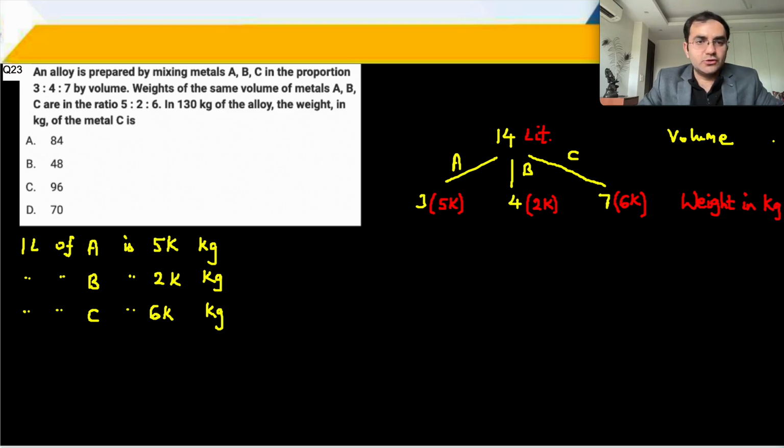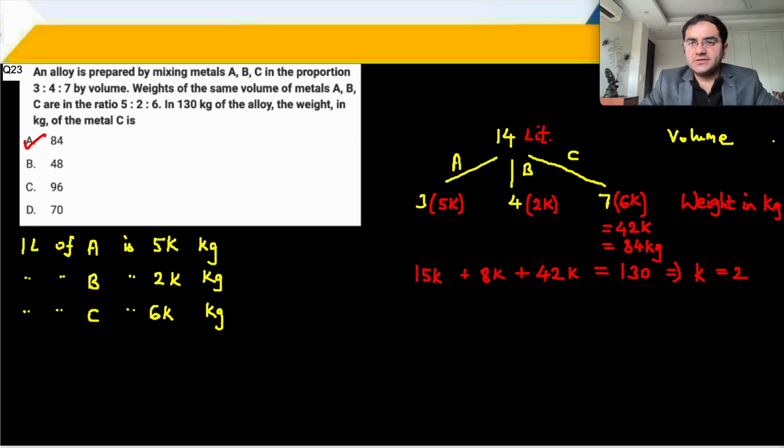इसको add कर दो because there is 130 kg of the alloy. So 15k plus 8k plus 42k is 130 kg. So k is equal to 2. When k is equal to 2, तो C का weight, that's 42k, becomes 84 kg, and the question is asking the weight of the metal C. 84 is the right answer for this question.